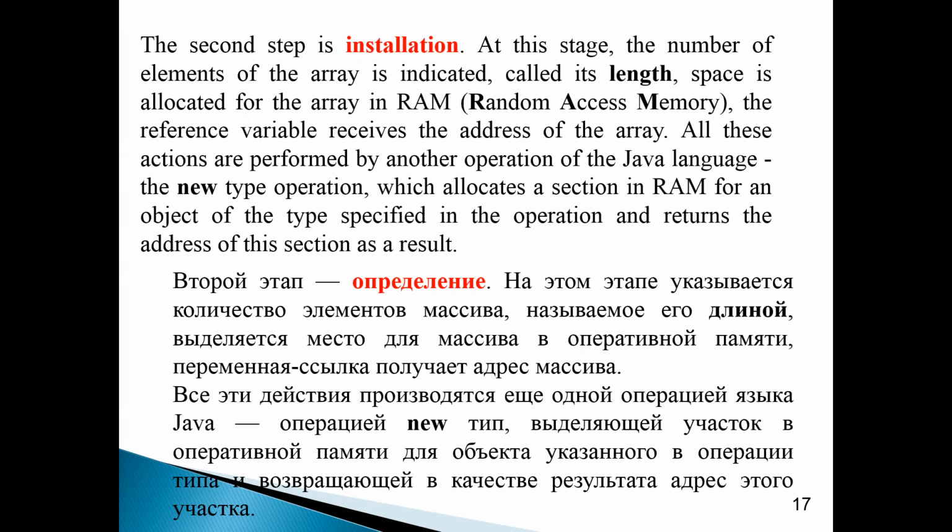All these actions are performed by another operation of the Java language, the new type operation, which allocates a section in RAM for an object of the type specified in the operation and returns the address of this section as a result.